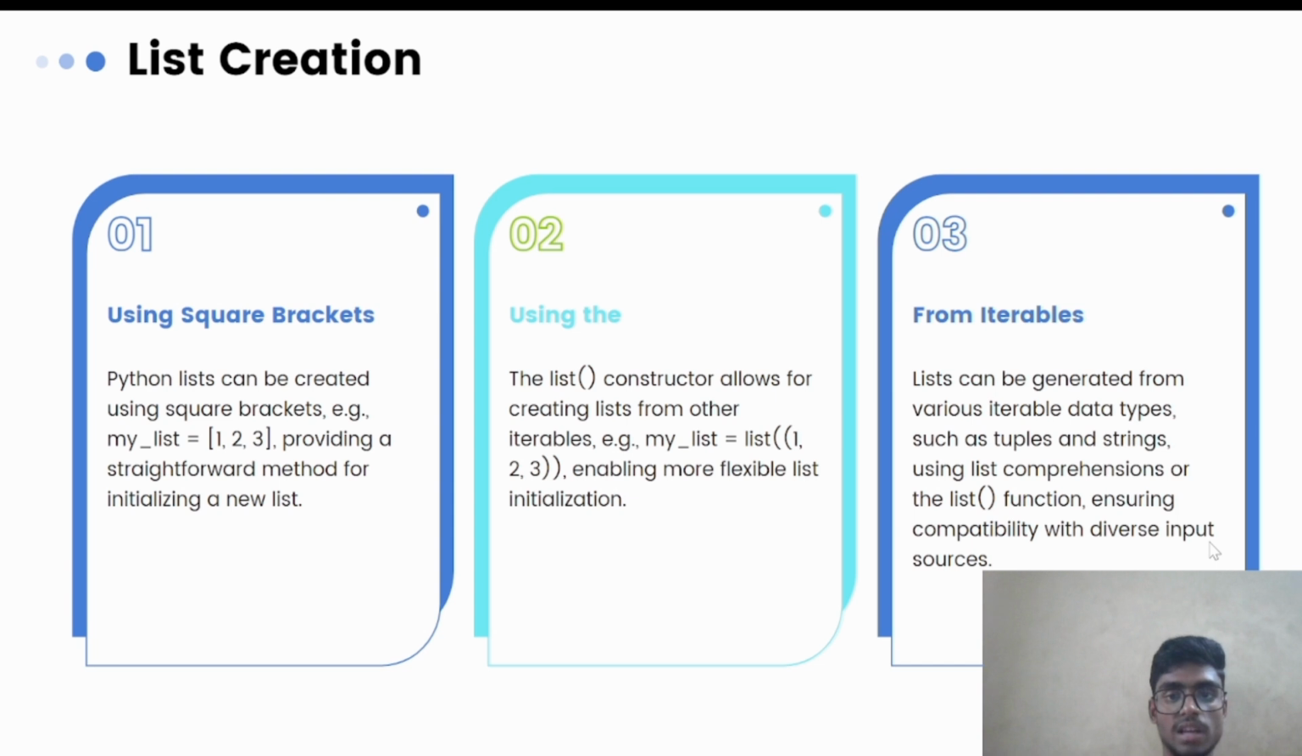From iterables, a list can be generated from various iterable data types such as tuples and strings using list comprehension or the list function, ensuring compatibility with diverse input sources.